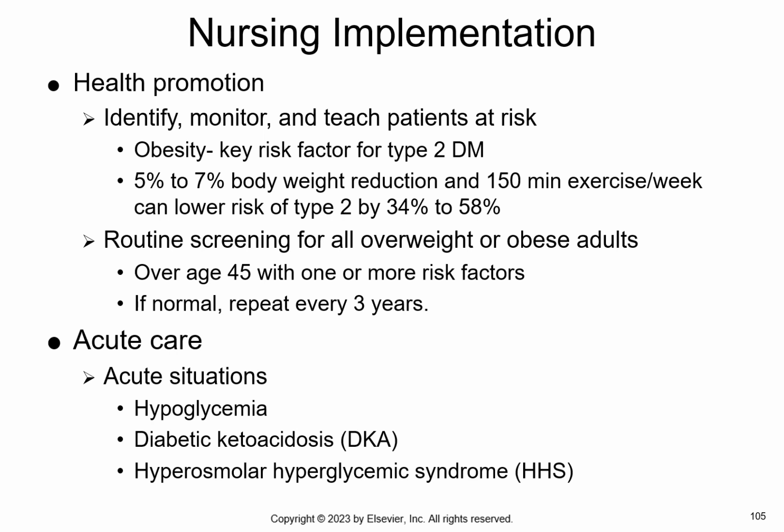So when we look at the implementation and health promotion, your role in health promotion is to identify, monitor, and teach the patient at risk for diabetes mellitus. Obesity is a key factor for type 2. The ADA recommends routine screening for type 2 for adults who are overweight or obese, that BMI being 25 kilograms per meter squared or greater, or have one or more risk factors.